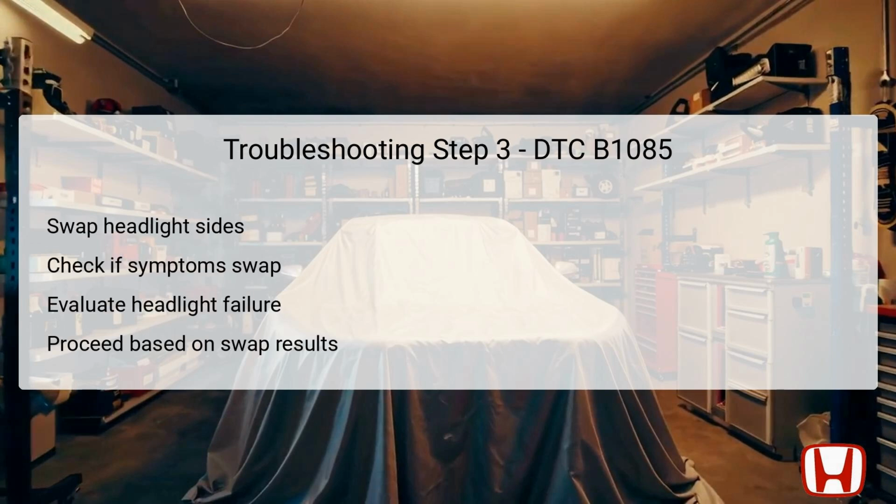In the third troubleshooting step for DTC B1085, technicians should swap the left and right headlights to determine if this changes the symptoms described in Step 2. This hands-on diagnostic technique assists in isolating whether the issue is with one particular headlight or if the problem resides within the electrical circuitry. If the symptoms indeed swap and the previously functioning headlight fails upon the swap, it confirms that the swapped headlight is faulty and requires replacement. This step enables efficient identification without the need for extensive wiring reviews initially.